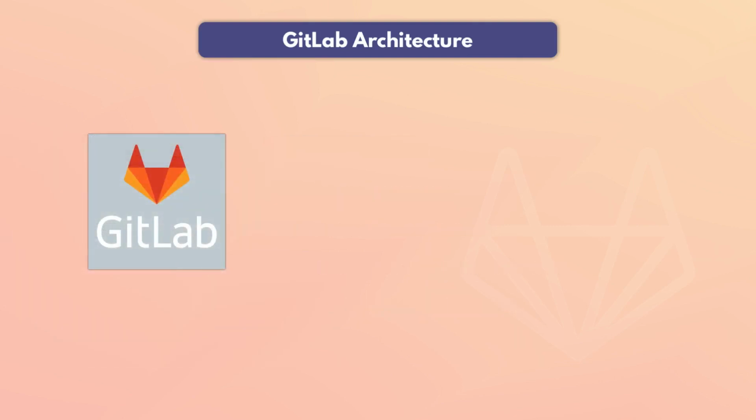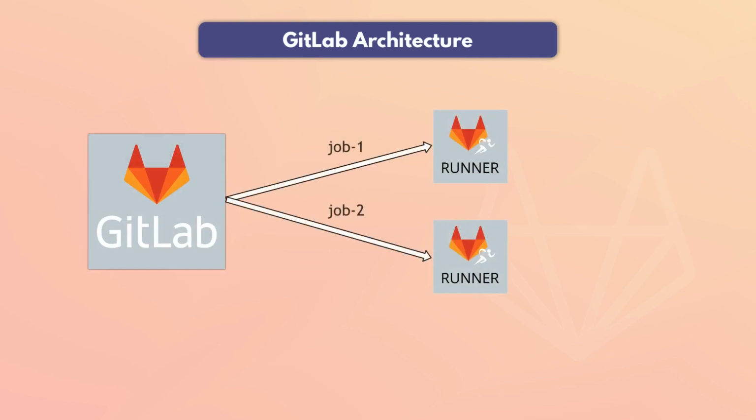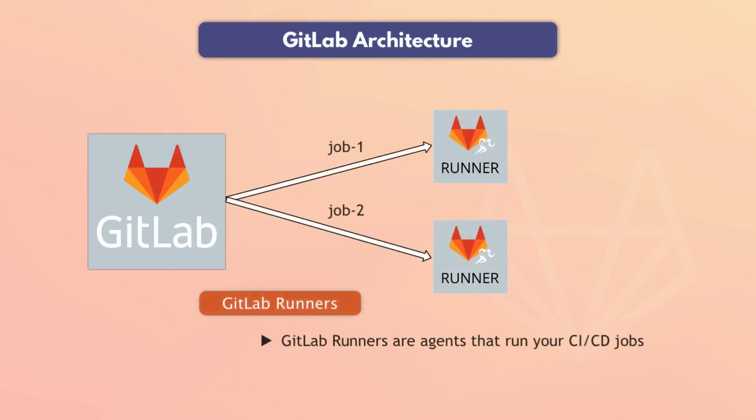The jobs are executed on what's called GitLab runners. And you can have multiple runners connected to your GitLab instance to distribute this load. So the GitLab server says these jobs need to be executed, and it picks one of the available GitLab runners or agents that execute those jobs.